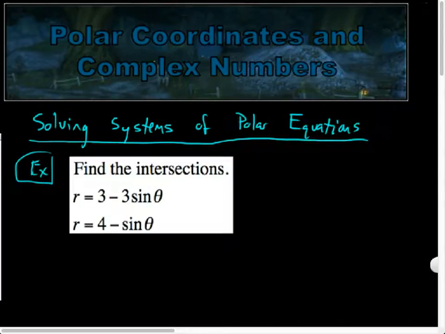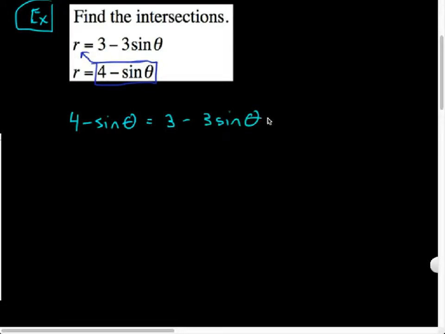And then I'll show you a graph in case you're interested, so you can see what that looks like as well. So to do this, let's solve this algebraically. You might have realized both of these are already solved for r. So I can just take one and plug it into the other, right? So if this is equal to r, then I could plug it into this equation's r. And so I'd have 4 minus sine theta equals 3 minus 3 sine theta.